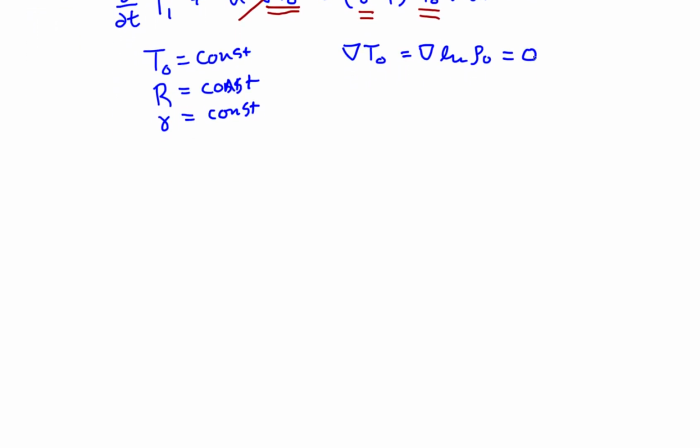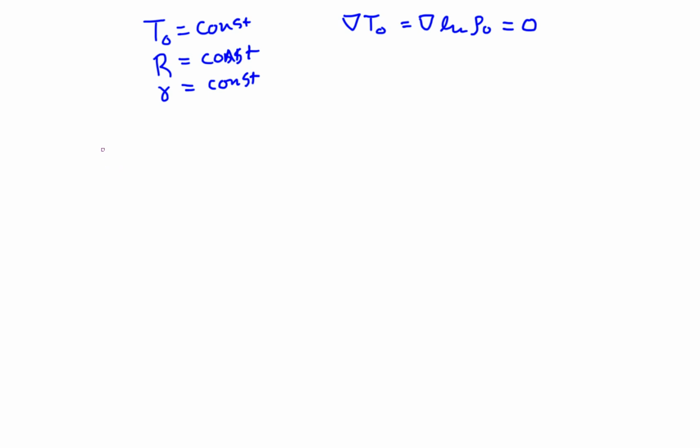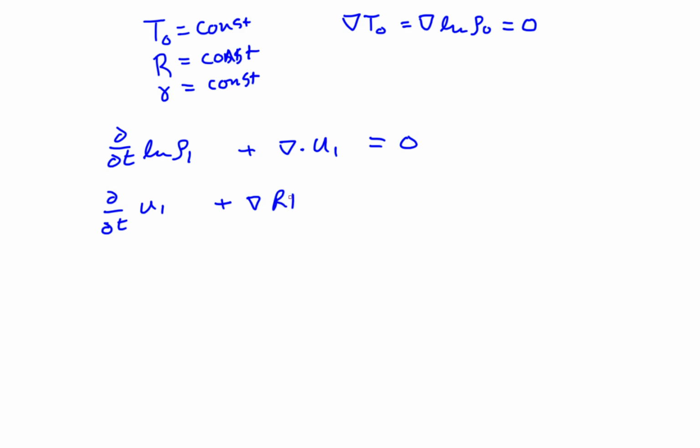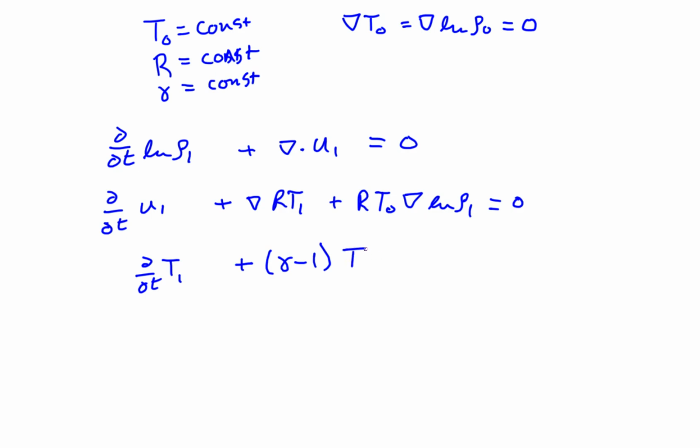So these are, under the assumption of constant T0 and grad T0 and grad log rho 0 being 0: d by dt of log rho 1 plus the divergence of u1 is 0; d by dt of u1 plus the gradient of R T1 plus R T0 grad log rho 1 is 0; and our temperature fluctuation equation, d by dt of T1 plus (gamma minus 1) T0 times the divergence of u1 is equal to 0.